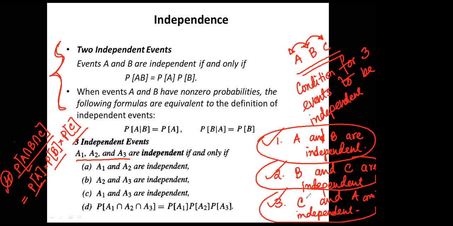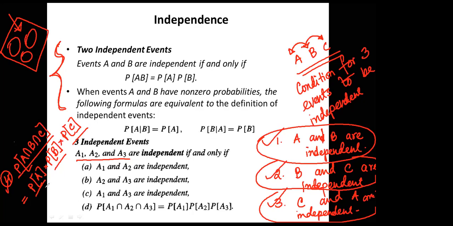Is there any question regarding independence, 2 events or 3 events? Sir, if there is no intersection between 2 events, won't the probability be 0? Yes, if there is no intersection, say for example A, B, and C have no common part, then the intersection is equal to 0. So if probability of A times probability of B times probability of C is not equal to 0, that means they are not independent.